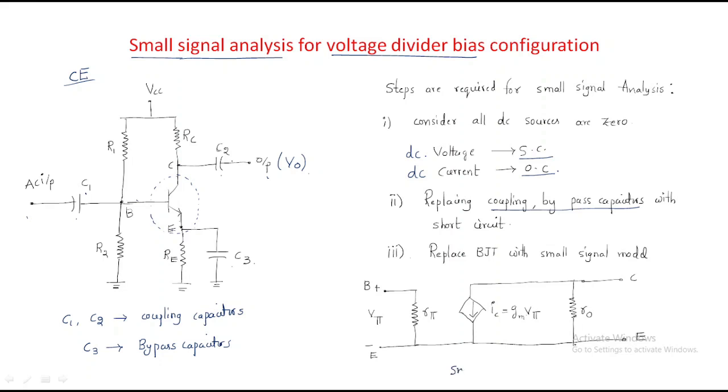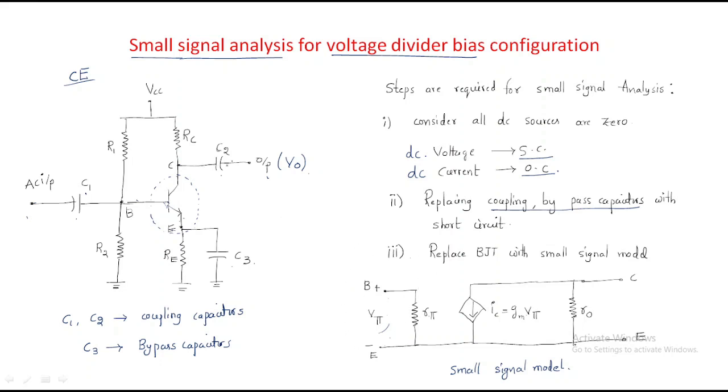This is the small signal model. Look here. In between base and emitter, some input voltage is applied. Assume that voltage is Vπ. Take it as Vπ. And there is some resistance. Assume this is rπ. This is the input side of the BJT.